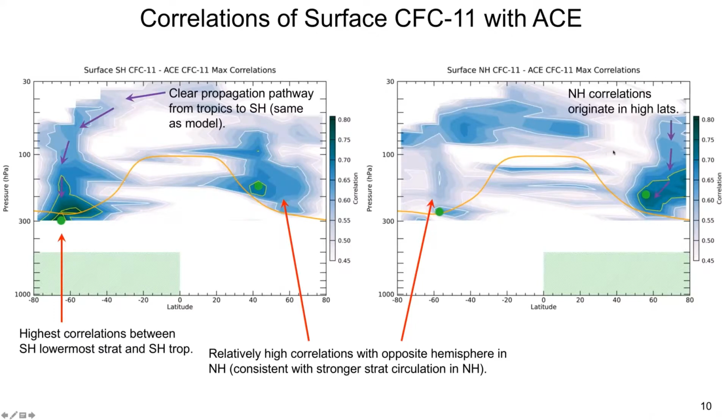Another thing is that in the northern hemisphere the correlations originate in the highest latitudes. There doesn't seem to be as clear propagation from the tropics. This could be partly to do with the resolution of ACE.